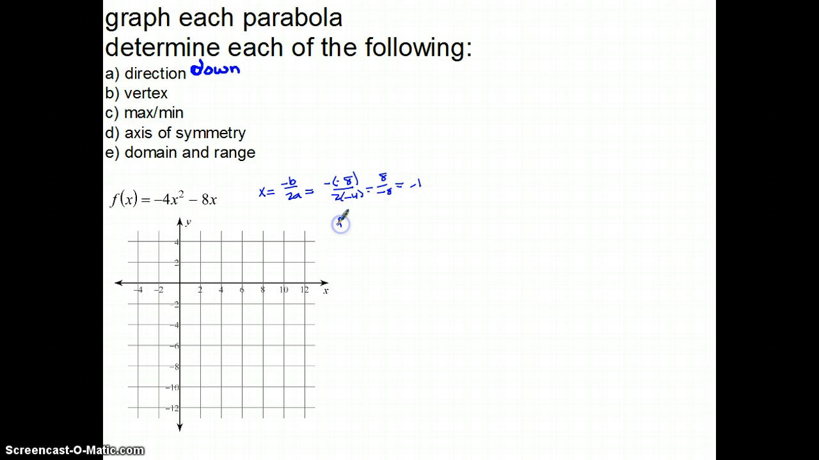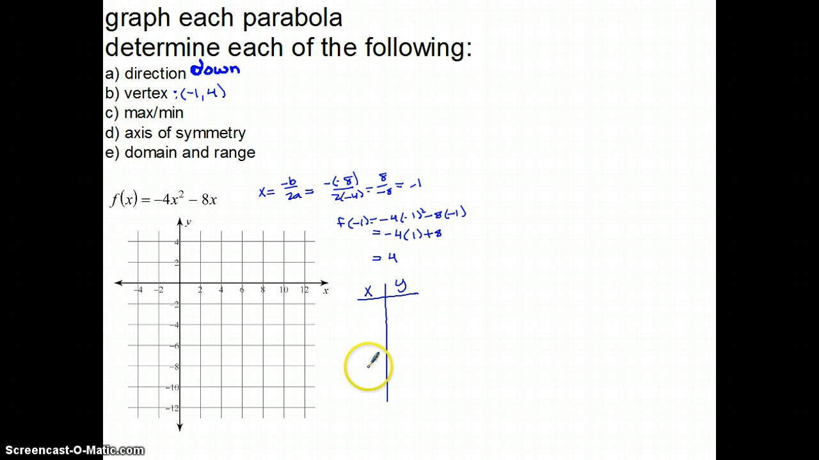To find y, I plug in that -1, giving me -4 times -1 squared minus 8 times -1, which simplifies to -4 times +1 plus 8, which is a +4. So your vertex is the point where x is -1 and y is +4. I'll go ahead and create my graph by drawing my chart before I continue on through parts C through E.